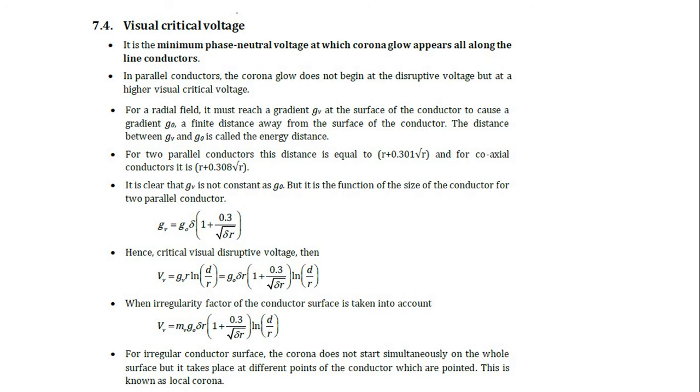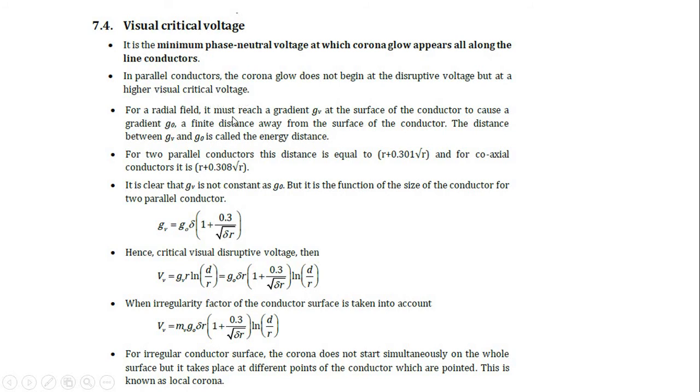It has been observed that visual corona at the visual voltage will occur when the breakdown voltage is attained at a distance of r into 1 plus 0.3 upon under root del r from the axis instead of r. In other words, the visual voltage is 1 plus 0.3 upon under root del r times the disruptive voltage. In a parallel conductor, corona glow does not begin at the disruptive voltage but at a higher visual critical voltage.